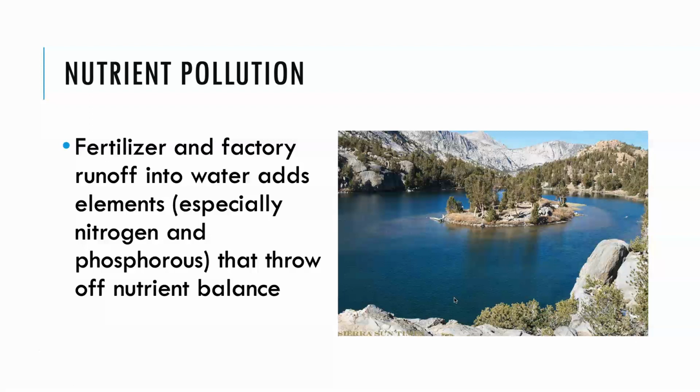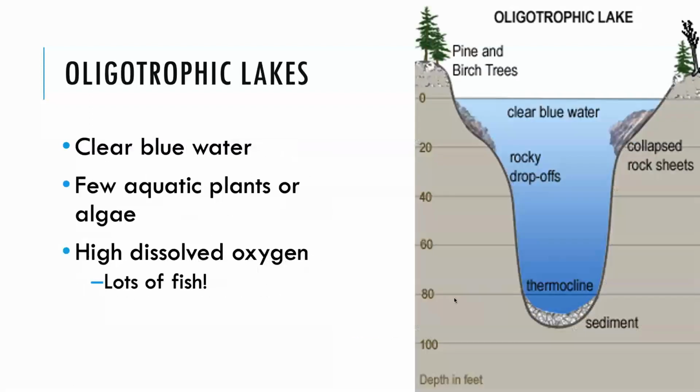The last type we're going to think about for this topic is nutrient pollution. This is when fertilizers or factory runoffs go into water and add things to that water that throw off the general nutrient balance, specifically nitrogen and phosphorus. These are key ingredients in fertilizers, which are used on many, many farms in the United States. And what happens is it creates issues with the nutrients in the water, which throws off the balance of organisms in the water, which can change lakes from what are called oligotrophic lakes to what are called eutrophic lakes.